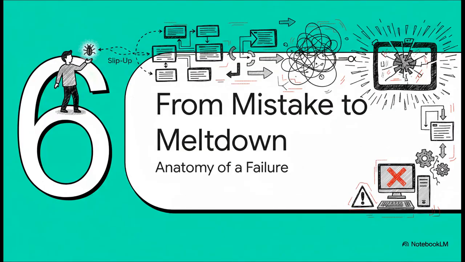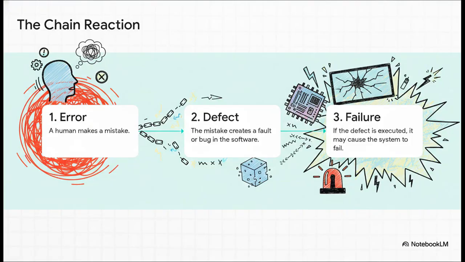All right, to wrap things up, let's look at the origin story for every single bug you've ever run into. How does one little human slip-up spiral into your whole app crashing? It's a chain reaction, really. It always starts with an error. That's just a person making a mistake. Maybe they were tired, maybe they misunderstood something.